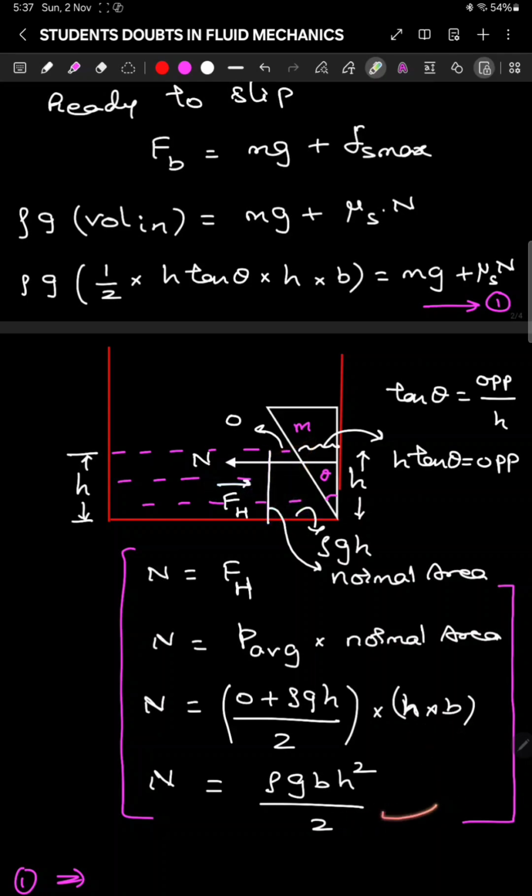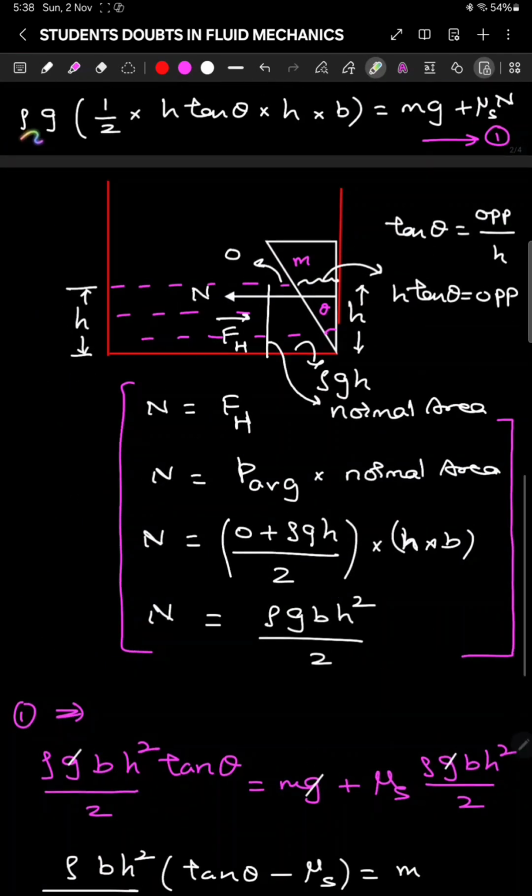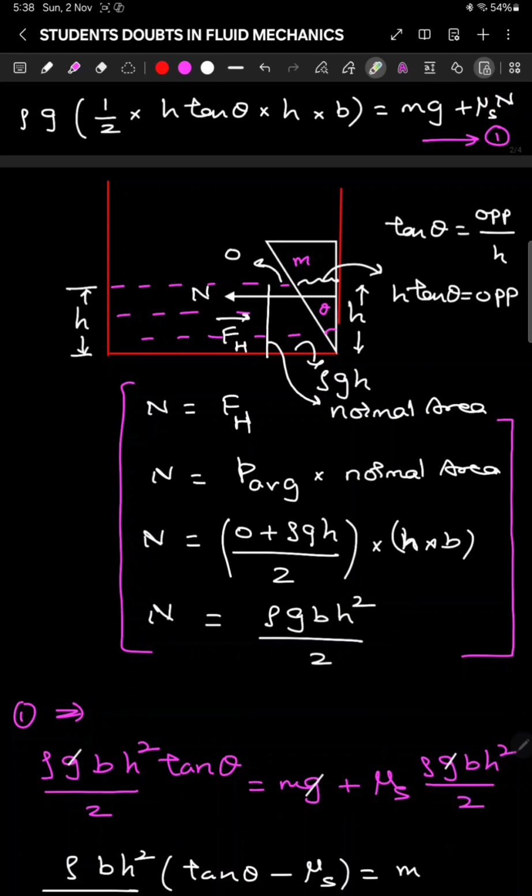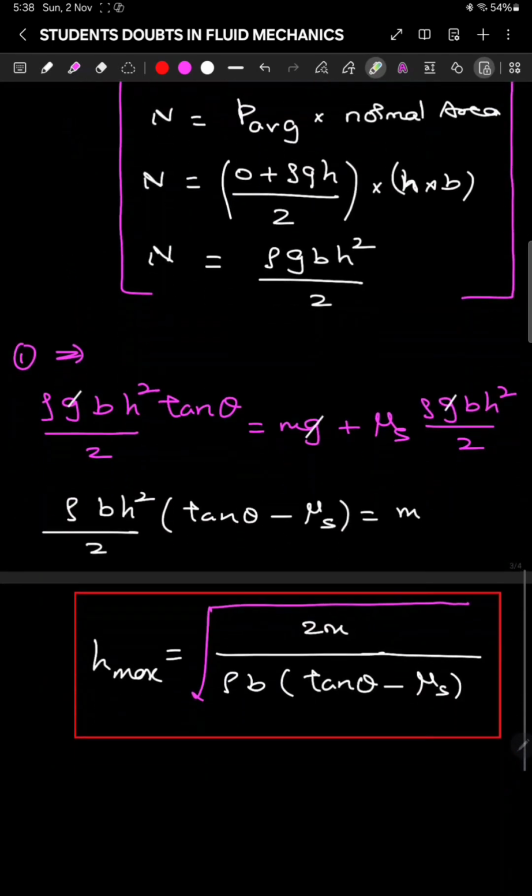Now substitute this N value in equation 1. Here rho g h square b tan theta by 2, this one equals mg plus mu s times the N value. Substitute this value here. So g is common and cancels. From this you can find the h value. It is the maximum extent we can fill the water so that the wedge will be ready to slip and water will be ready to leak. Thank you.